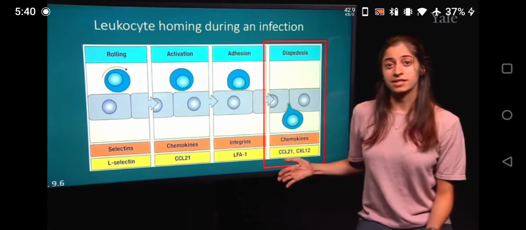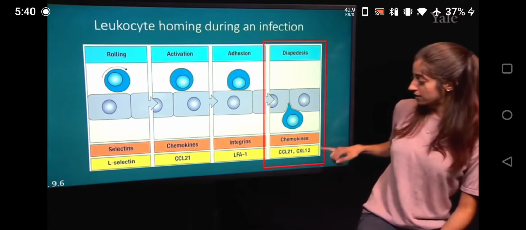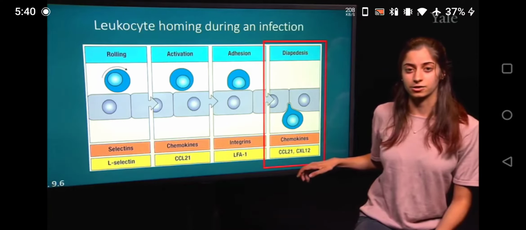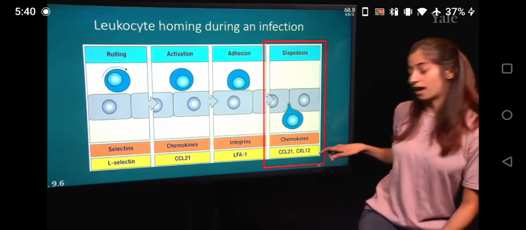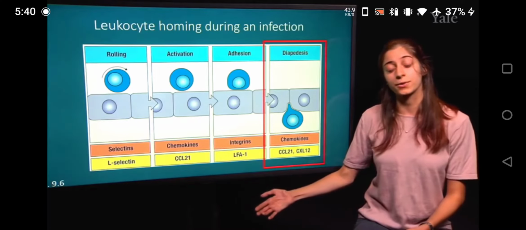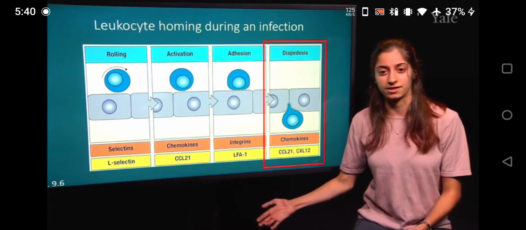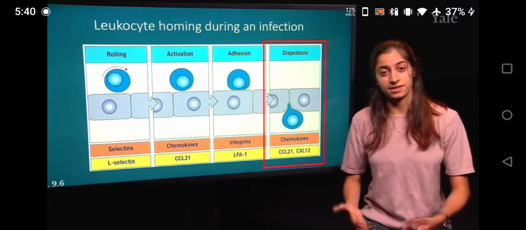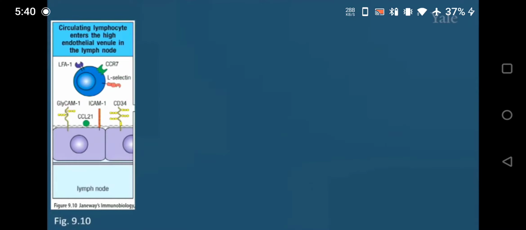After diapedesis occurs, the T cell can continue following the chemokine CCL21, as well as the chemokine CXCL12, which will guide it to the lymph node that's associated with the tissue that's been infected. So let's go over this together one more time. First, a circulating lymphocyte will enter the high endothelial venule, or the highway that will eventually get it to the lymph node.